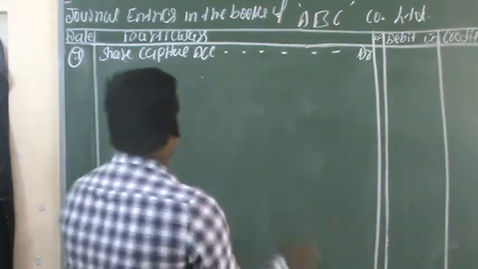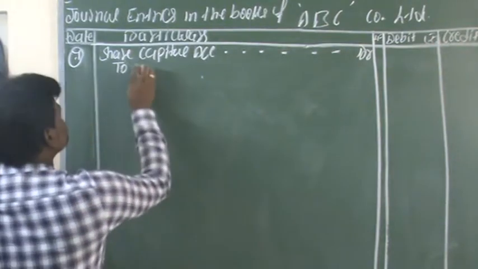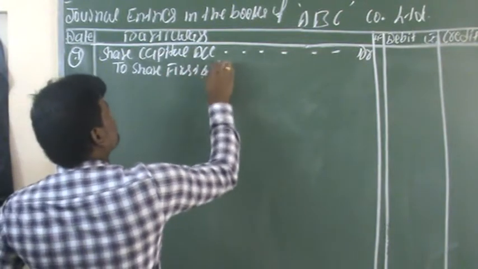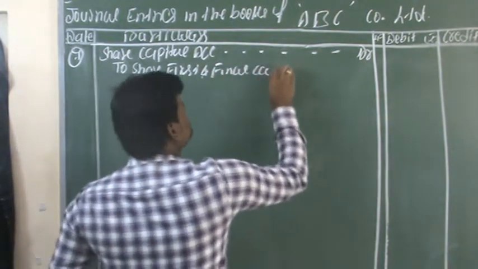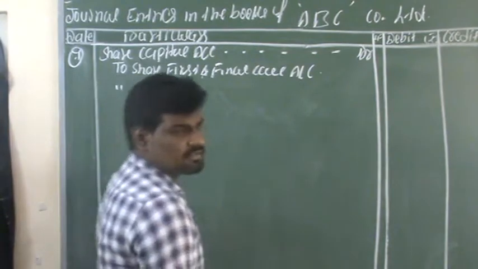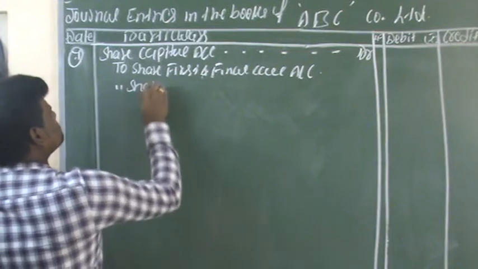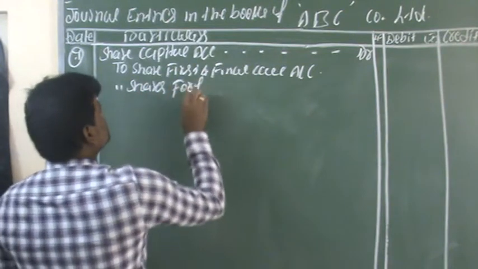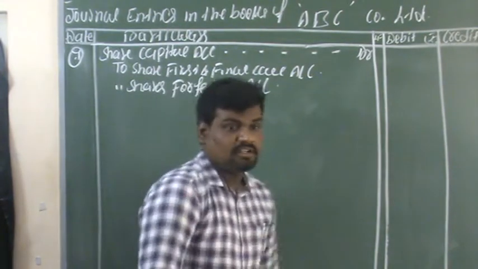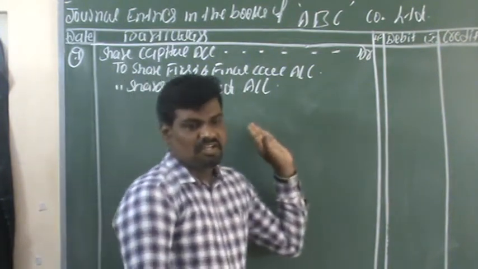Share capital account debit, share first and final call account debit, share forfeited account or forfeited shares account credit. So this is the journal entry for shares that were forfeited.